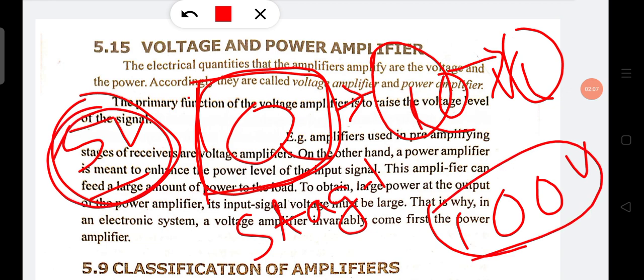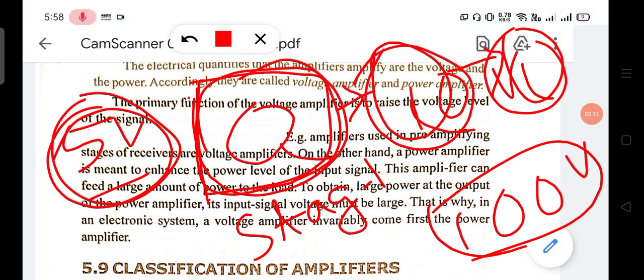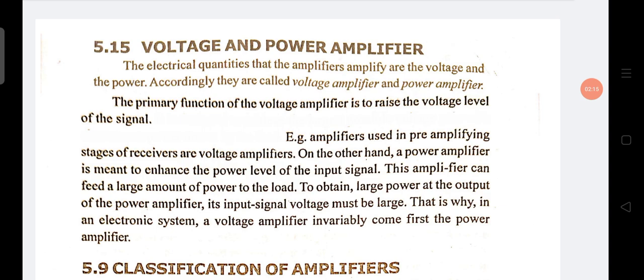So these stages of amplifier, the pre-amplifier stages, are also there. The pre-amplifier stage means the signal is given to this stage before it is given to the amplifier stage. That is called the pre-amplifier stage, and that pre-amplifier stage is also a voltage amplifier. Then, to obtain a large power at the output of the power amplifier, its input stage voltage must be larger.